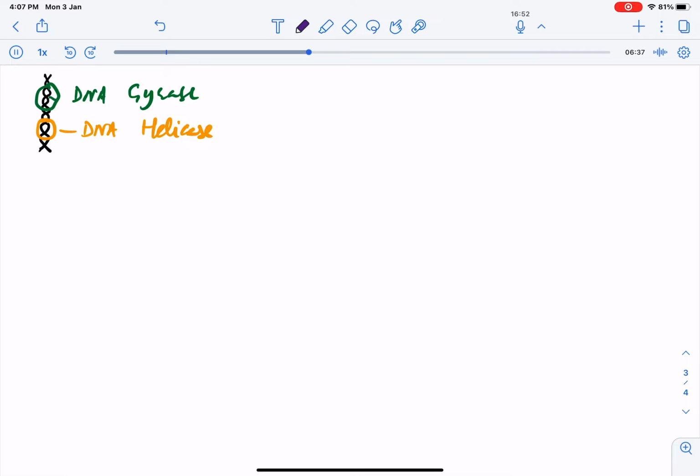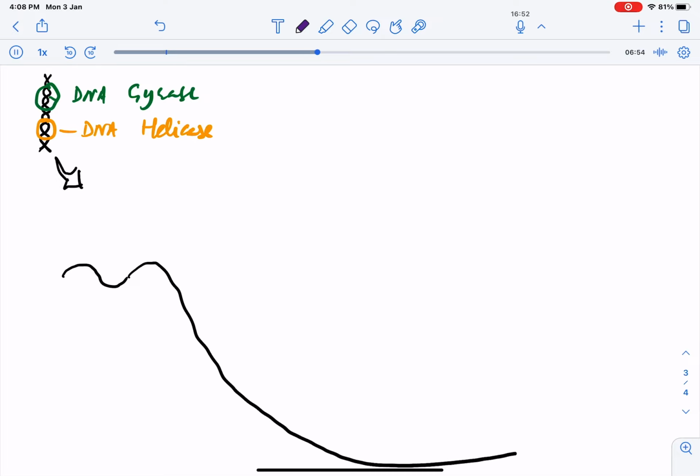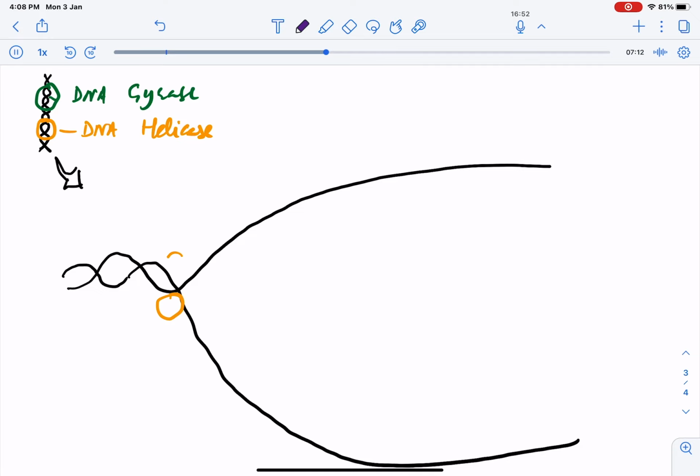If this has to be magnified and viewed, imagine that the two strands have been separated apart by breaking down the hydrogen bonds between the specific base pairs by this helicase enzyme. This is the helicase enzyme.